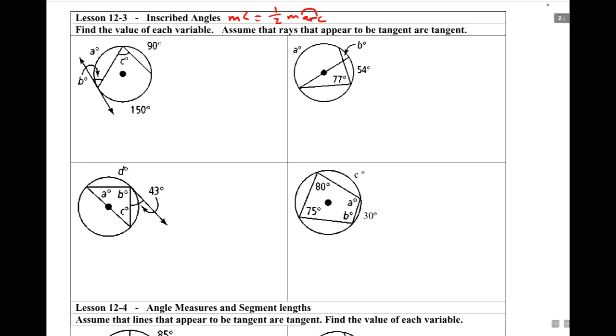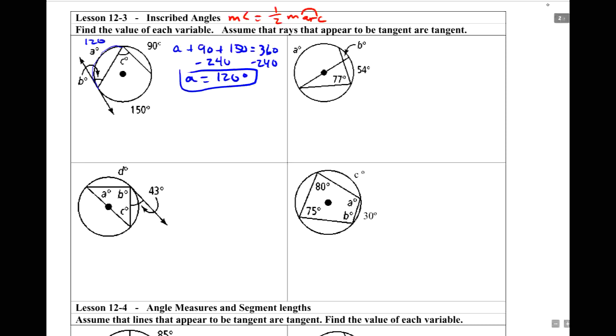Okay, so, well, we could do A first. A is this arc right here. We could find the measure of that arc. It is part of an entire circle, so we know A plus 90 plus 150 equals 360 degrees for an entire circle. So we are going to subtract 240 from both sides. So A is 120 degrees.